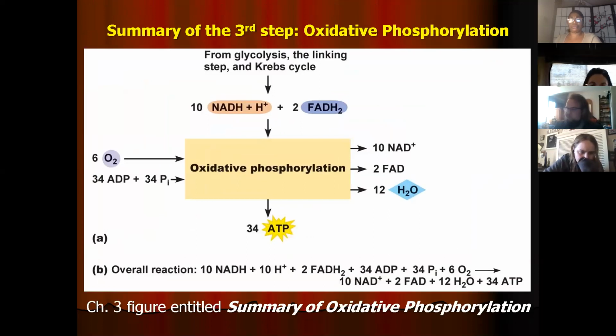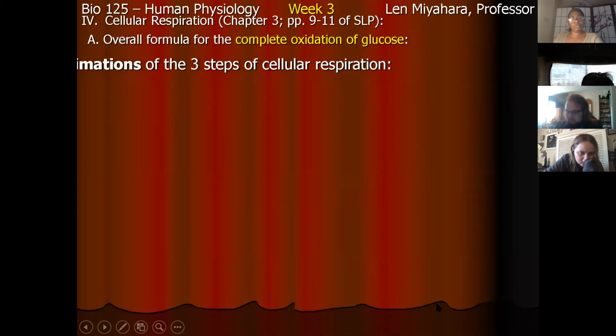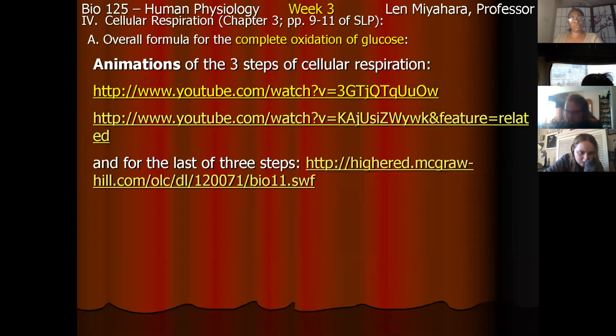Again, this is the summary. That's the kind of thing you want to have, the summary. You don't want to have all the very specifics. See, your textbook is saying 34 instead of 32, and then they're saying there's 38 from the overall reaction. Well, that's ridiculous. Okay, there's various things there. Are there any questions on that?